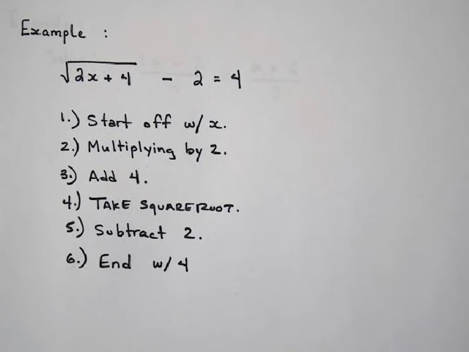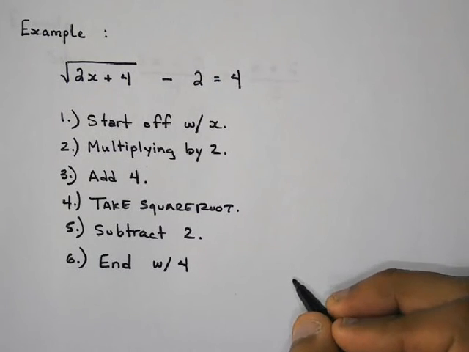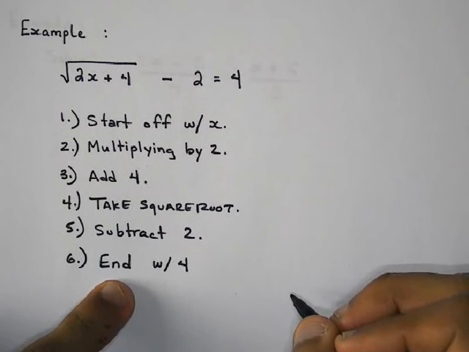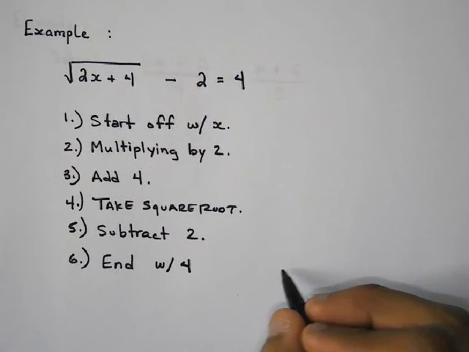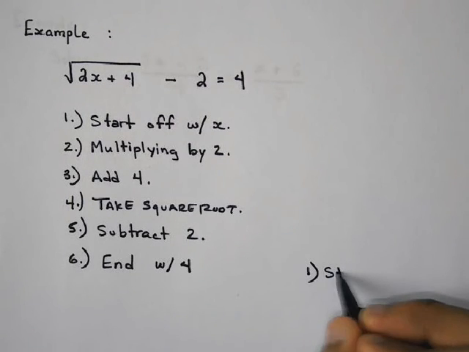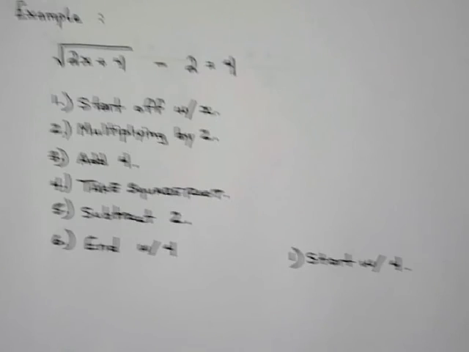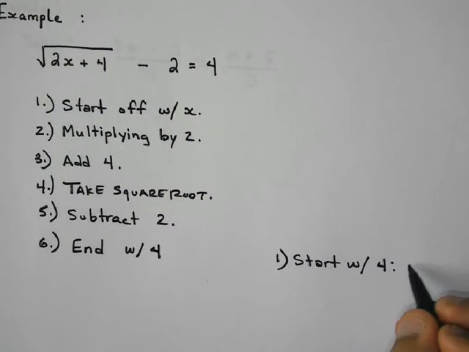So I want you to think about how you would undo this equation here. We can simply work from the bottom up. So if we're going to end with 4, our first step to undoing this equation is that we would start with 4. Okay, so we would start with 4. So it would look something like this. So 4. We start with 4.